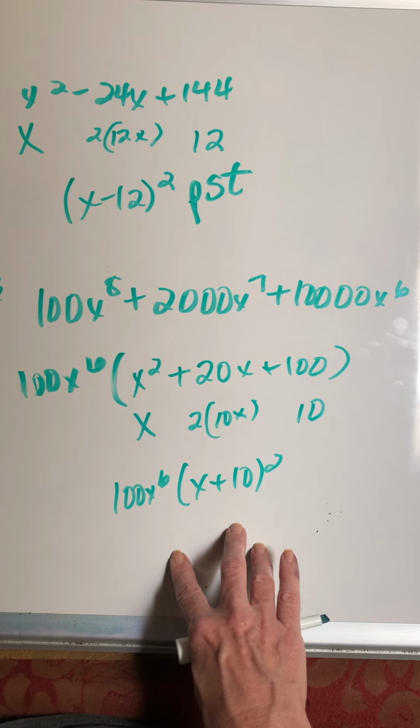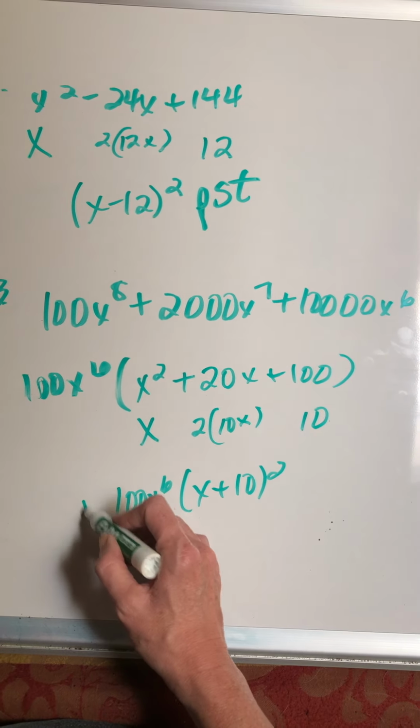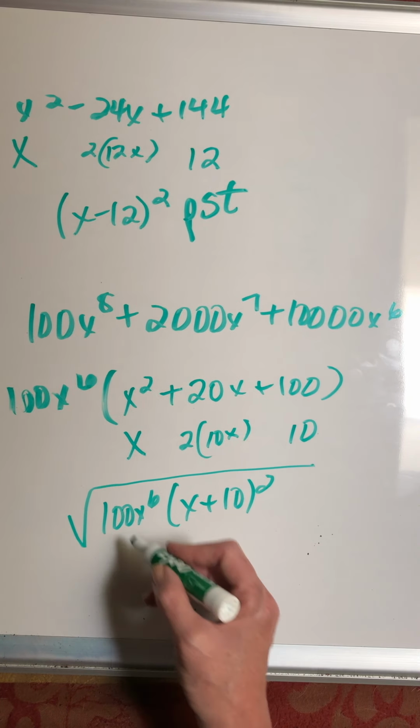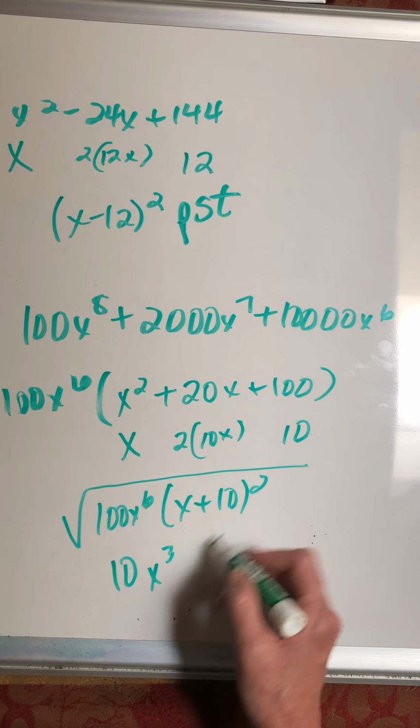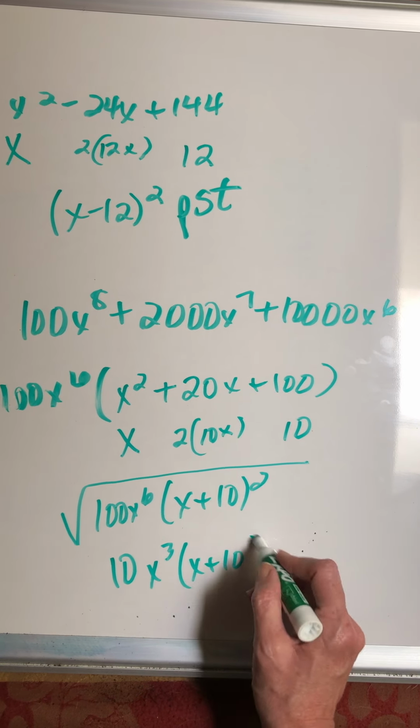Now, we're told to take the square root. We want to find the length of the hypotenuse. So you're going to take the square root of this. The square root of 100 is 10. The square root of x to the 6th is x cubed. And the square root of x plus 10 squared is just x plus 10.